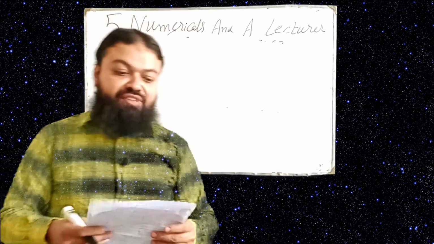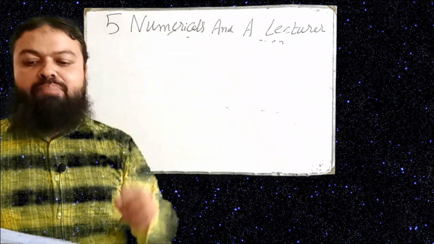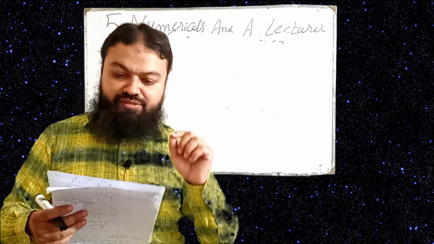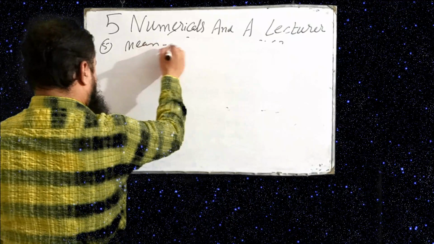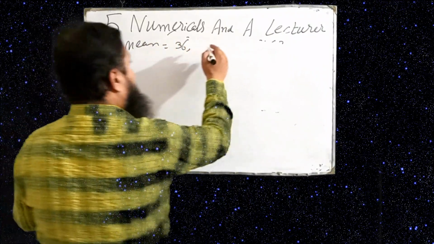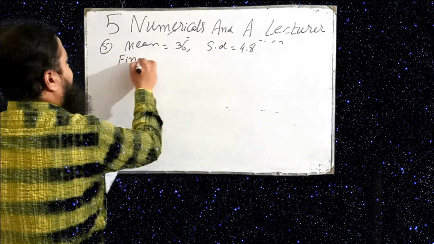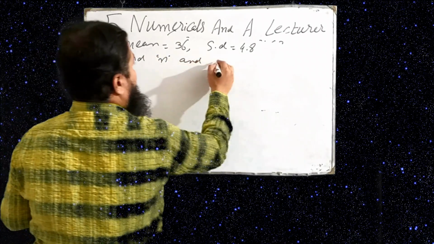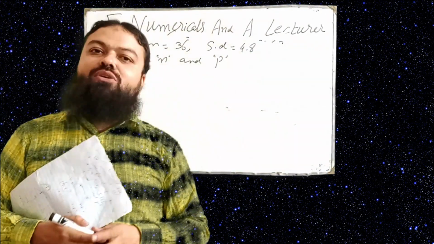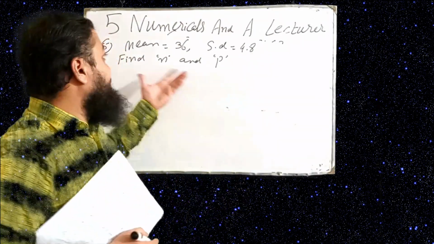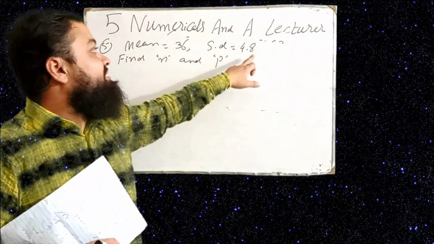Now we are going to discuss fifth and the last question. In a binomial distribution, the mean and standard deviation were found to be, mean is given which is 36 and standard deviation is 4.8. Find n and p. n and p are the two parameters. Parameter is a quantity which explains the distribution, and we are to find the two parameters n and p of the binomial distribution, and mean is given, that is 36, and standard deviation is 4.8.